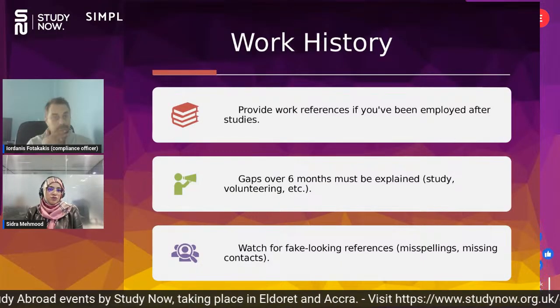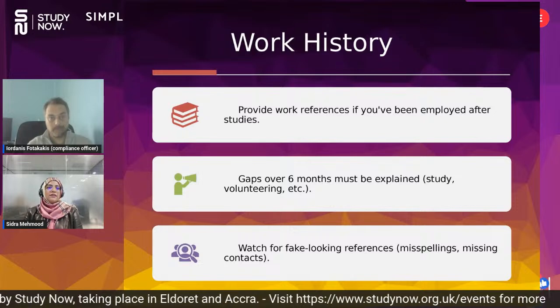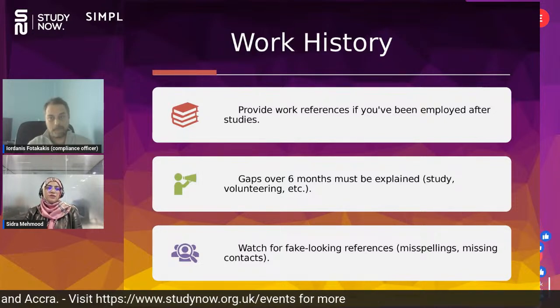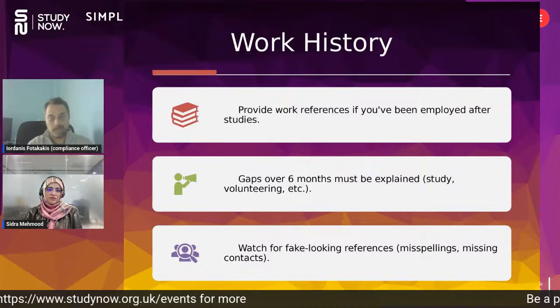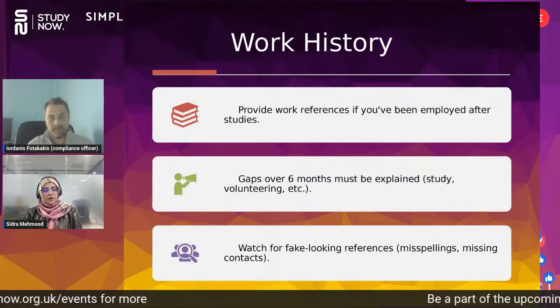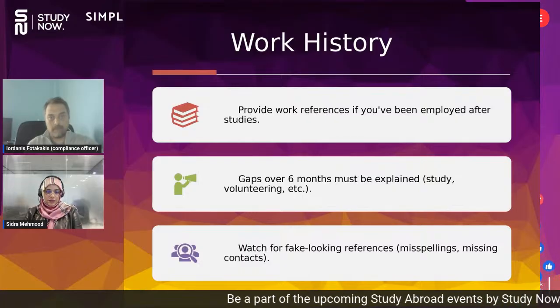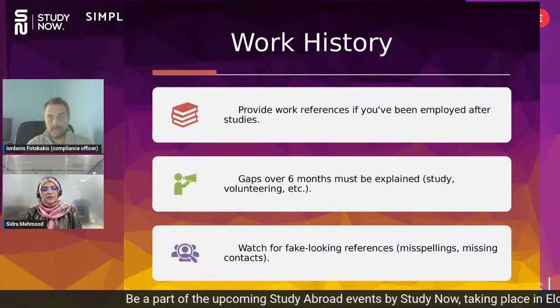Then comes a stage of work history. If you have a gap of more than 6 months, for example, you completed your degree in January 2024, and until now you are applying for your visa in September 2025, then you need to provide your work history, what you've been doing right after completing your studies.